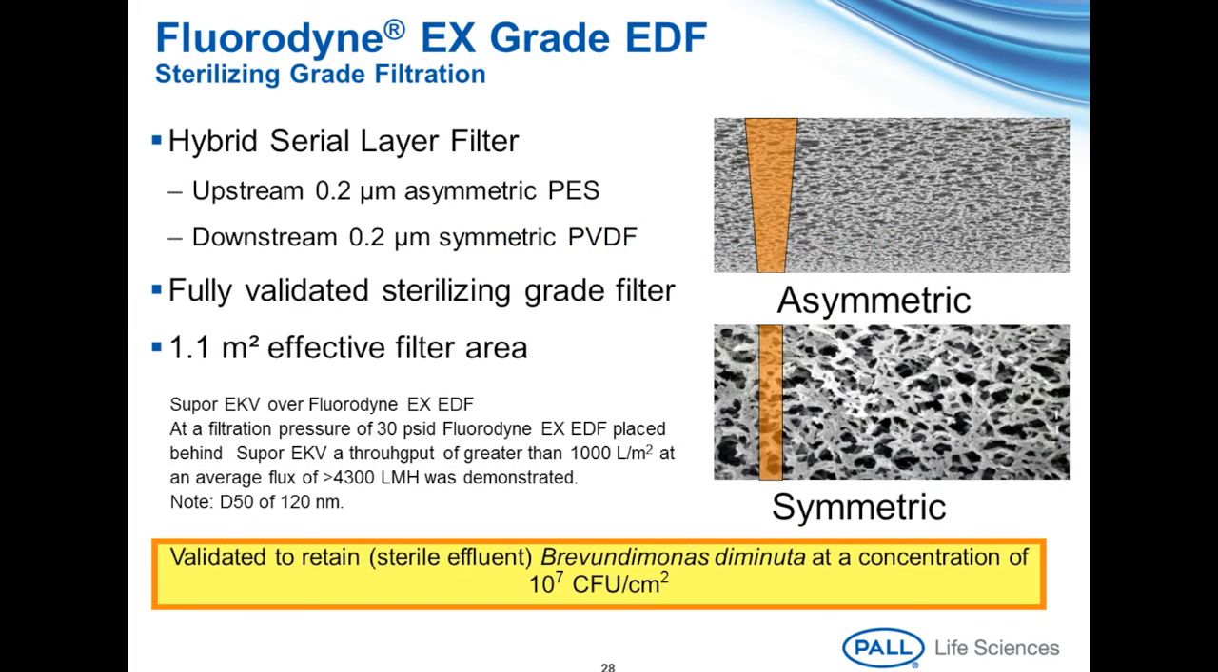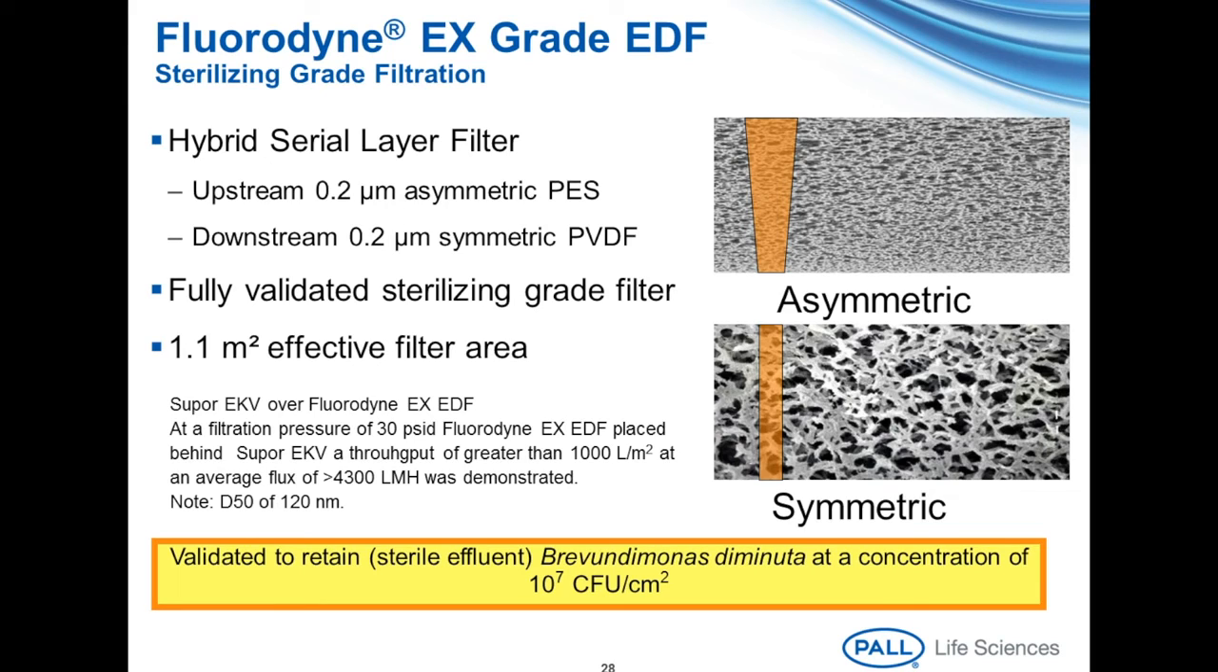As Martha will discuss Fluoridine EX-EDF in her presentation, I should speak to what Fluoridine EX-EDF is. Fluoridine EX-EDF is a hybrid serial layer filter that utilizes an upstream asymmetric polyether sulfone membrane over a downstream symmetric PVDF layer. The upstream PES layer is asymmetric with a narrowing pore structure as fluids pass through the membrane. The downstream PVDF layer is symmetric with a consistent 0.2 micron rated pore structure throughout the membrane. Fluoridine EX-EDF is a fully validated sterilizing grade filter and should be employed as the final filter for high-risk emulsion solutions.